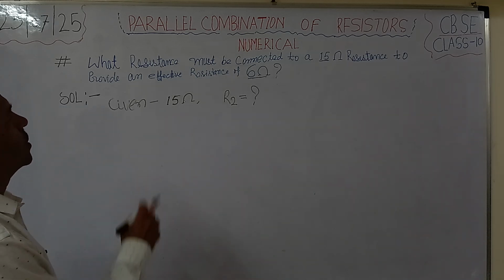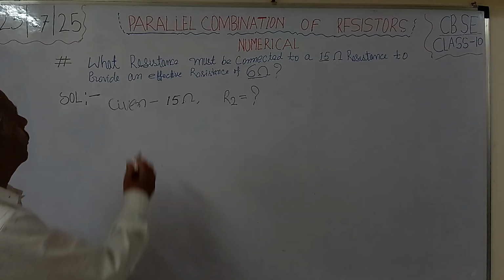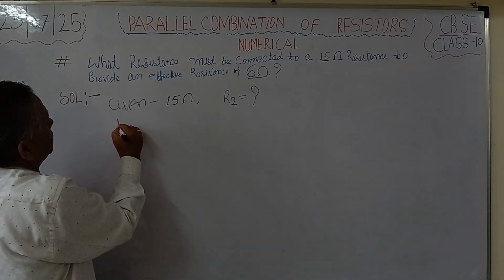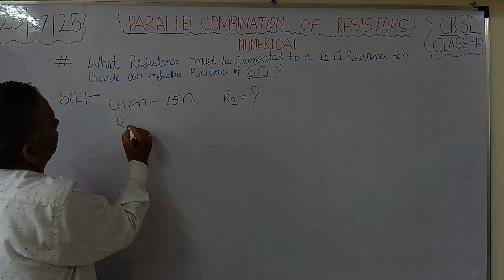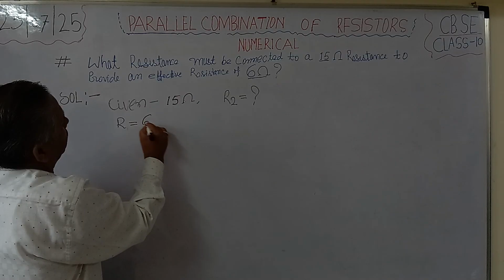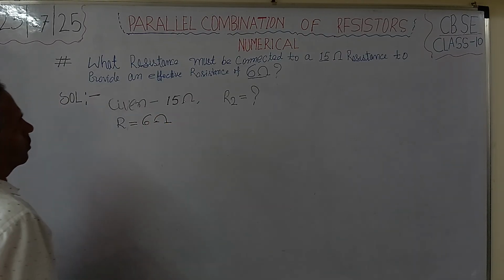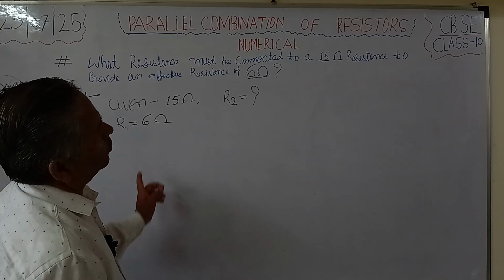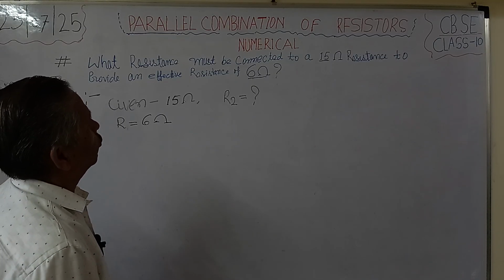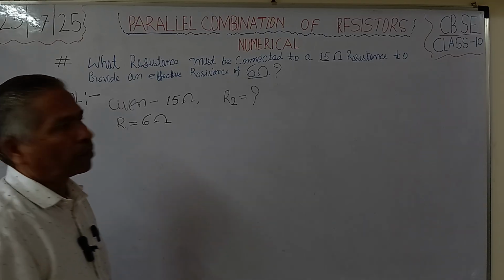Now the given resistance is 15 ohm and the effective resistance is 6 ohm. So the effective resistance is 6 ohm. It is our final resistance. So this resistance is decreasing, therefore we can say that it should be connected in parallel. Means the resistance 15 ohm and the R2 resistance, which we are going to calculate, should be connected in parallel.